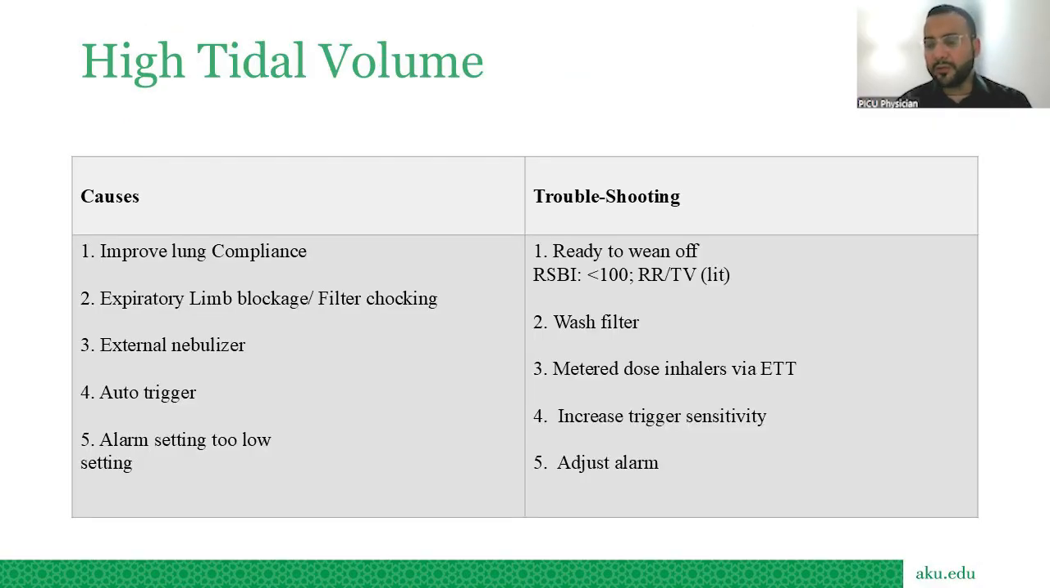Okay, if the alarm is of high tidal volume, one interpretation can be that the lungs are getting better or lung compliance is improving. So the troubleshooting is you can come down on the tidal volume or come down on the pressures or pressure control. Second cause can be expiratory limb blockage or filter choking. You have to change or wash the filter. If an external nebulizer is attached, that results in a high tidal volume alarm. If the patient is auto triggering, triggering more than required, that also can create high tidal volume alarms. And if the alarm setting is too low, then also there will be an alarm and you have to adjust the alarm.